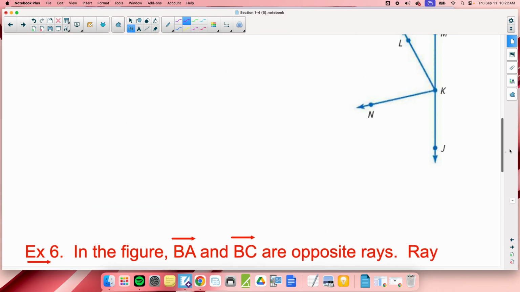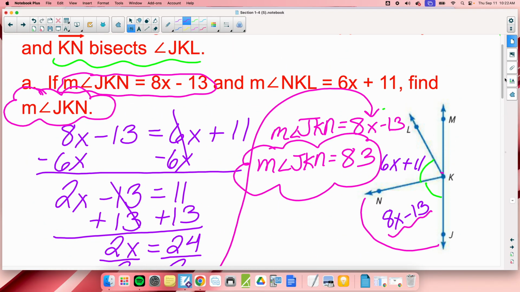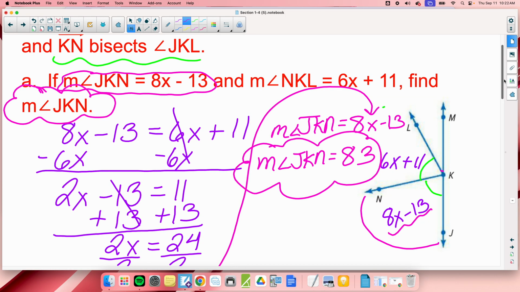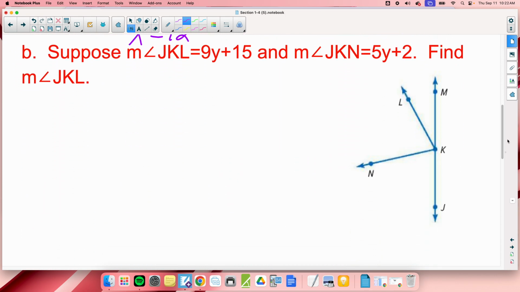2 more. Okay, so let's look at this one. This has the same instructions as up here. So you have to look at this part. Kids will come up to me and say, I don't know what to do. You have to look up in the directions and see what angle is bisected. So again, KN bisects this angle. So what that tells us is this is congruent to that again, okay?